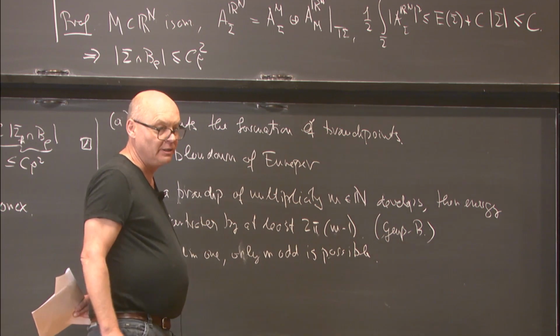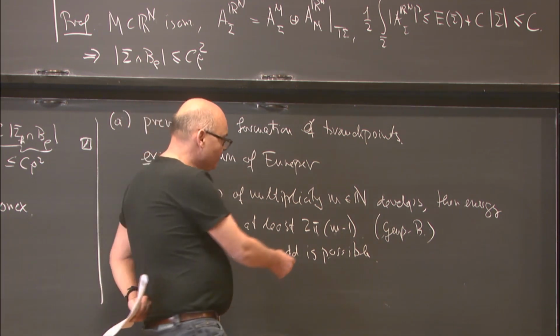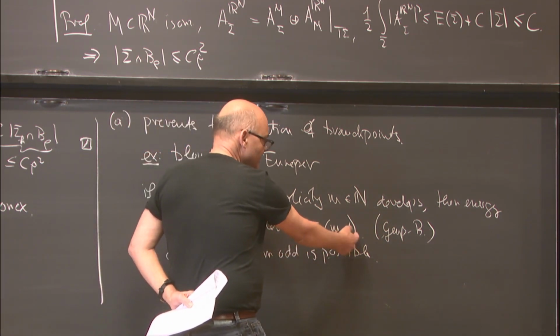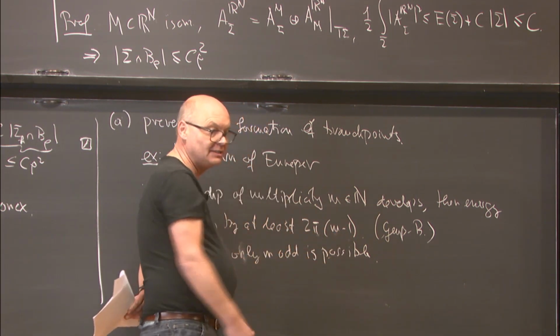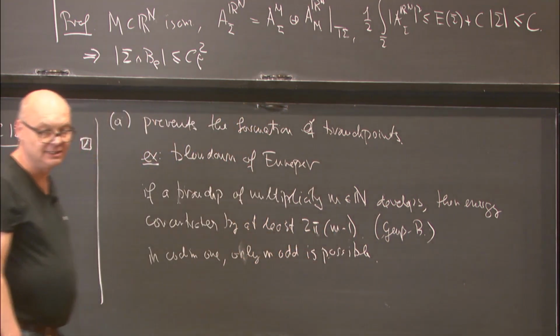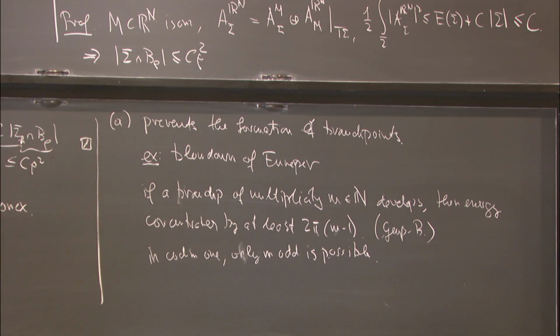So therefore, the lowest possibility is that m is equal to 3, and then 3 minus 1 is equal to 2 times 2 pi, which is 4 pi. And this is exactly the constant that you posed, less than 4 pi. So in this way, you can rule out this formation of branch points by this assumption.